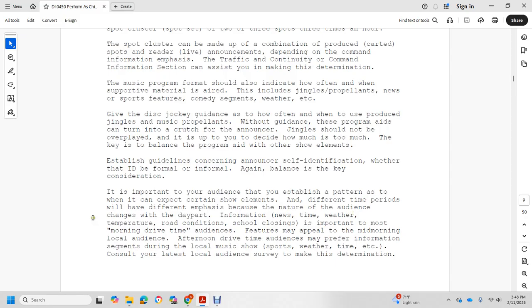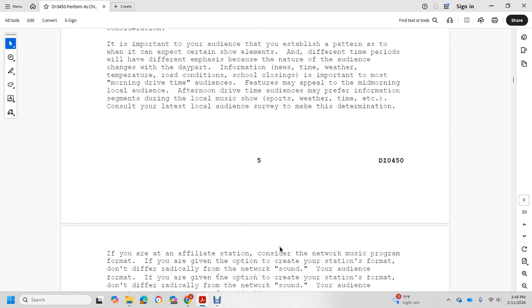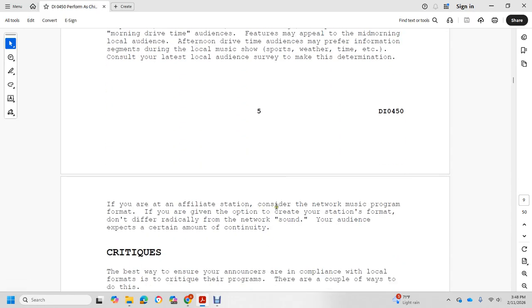Information such as news, time, weather, temperature, road conditions, and school closings is important to most morning drive time audiences. Features may appeal to the mid-morning local audience after drive time. The audience may prefer the information segments during the local music show: sports, weather, time, etc. Consult your latest local audience survey to make this determination. If you're an affiliate station, consider the network music program format. If you're given the option to create your station format, don't stray radically from the network sound. Your audience expects a certain amount of continuity.